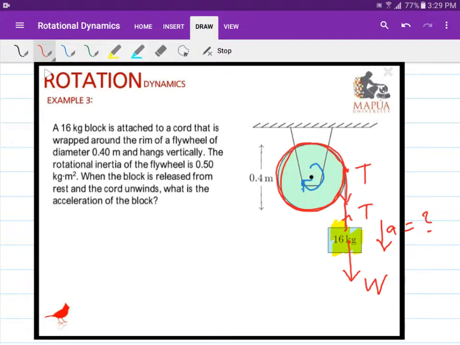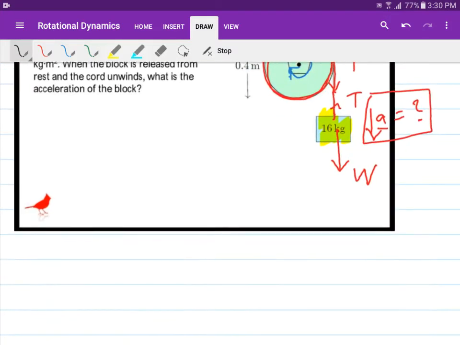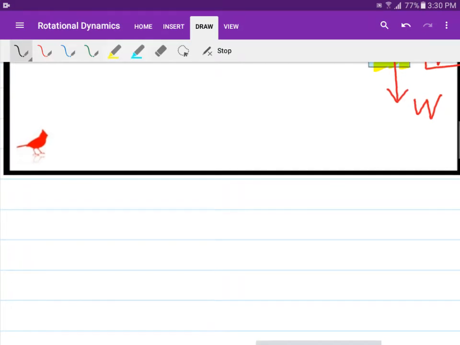To solve for a, we have a two-mass system, so we will need two equations to describe the acceleration. Our first description will be for the flywheel, using Newton's second law of rotation. The net torque acting on an object is equal to the moment of inertia of the object times its angular acceleration.